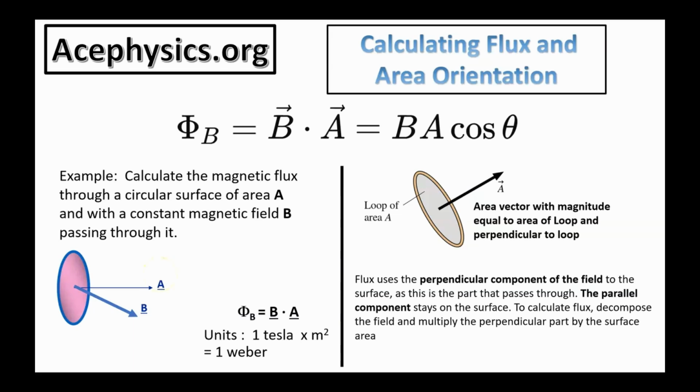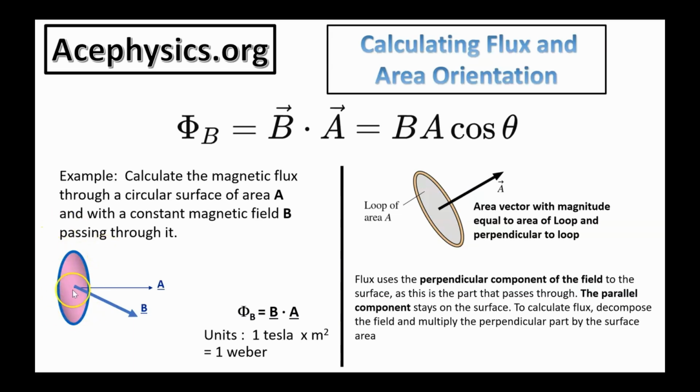To calculate the flux, we multiply the field strength B by the area A of the surface. But the key idea is that it's a dot product. Only the component of the field perpendicular to the surface counts towards the flux. This gives us a consistent way to measure the amount of field actually passing through the surface.